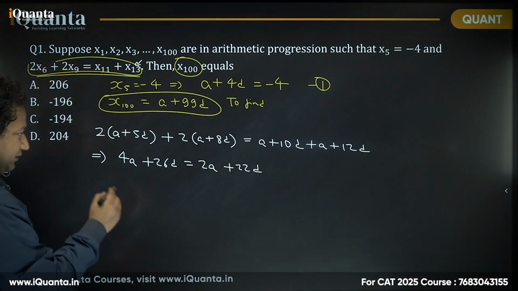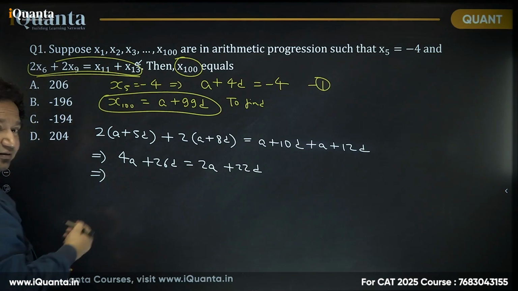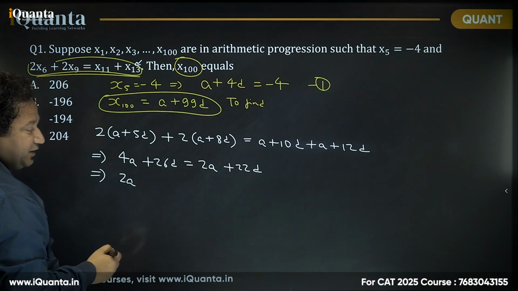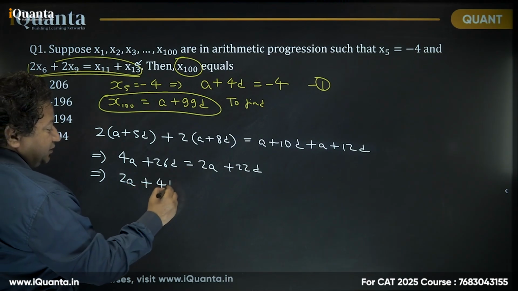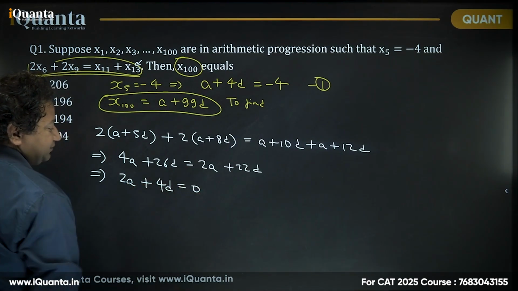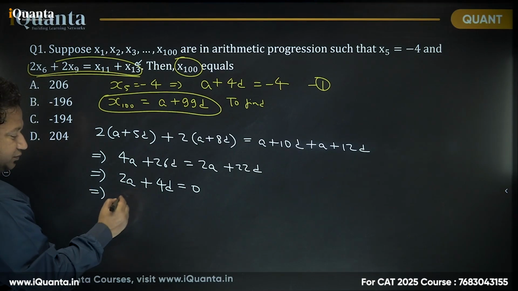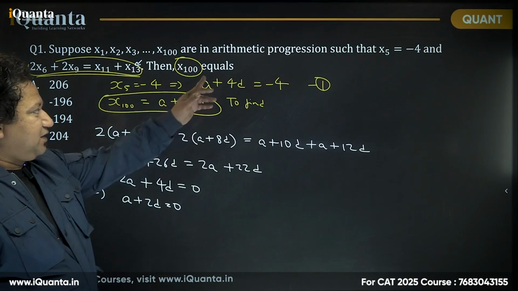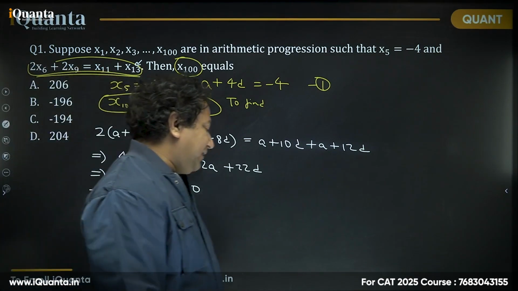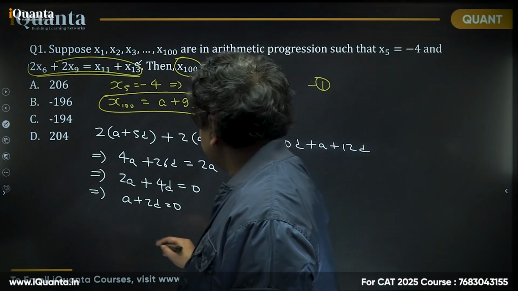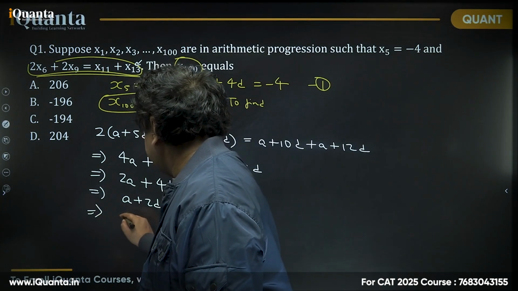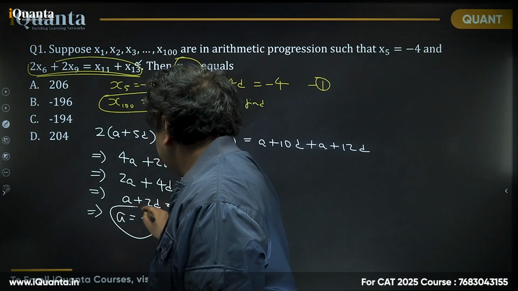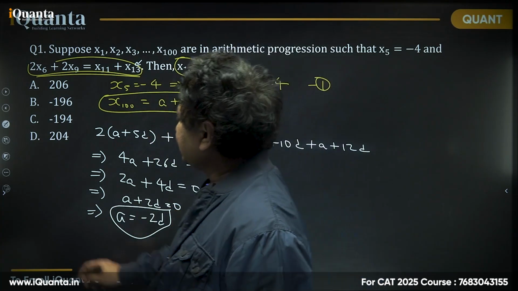Okay, great. Now bringing it to the left hand side, 4a minus 2a will be 2a, 26d minus 22d will be 4d. This is equal to 0. I can divide this by 2. So I'll get a plus 2d is equal to 0. I have the second equation. Now you can see it clearly. From this I can also do one thing. I can write a is equal to minus 2d. And this is where my life will become really simple.